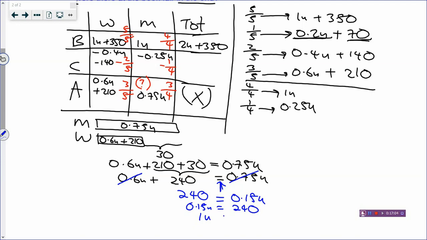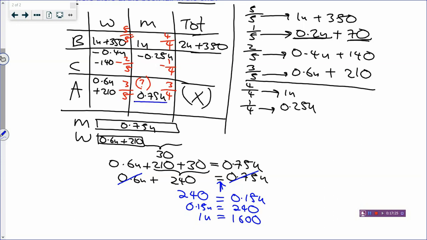So can you find 1 unit? So model drawing and the table is always to try to find 1 unit. So how to find 1 unit? You take 240 and divide by 0.15. And your 1 unit is 1,600. So every time you want to find 1 unit, you always divide. Alright, now you can solve the problem.